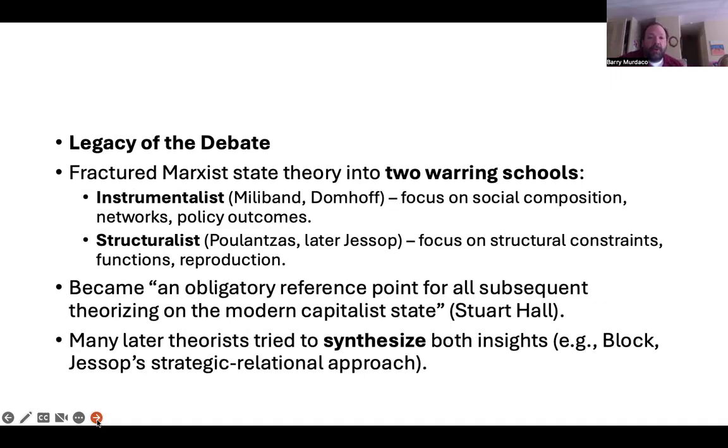Legacy of the debate: it fractured Marxist state theory into two warring schools. The instrumentalist school focused on social composition, networks, and policy outcomes, like social networks, basically. The structuralist school focused on structural constraints, functions, and reproduction. It seems honestly a bit silly to split up into two different schools like this, when the fairly obvious answer, to me at least, is that it's a little bit of both. Both have to interact in some way. Apparently, though, it took people a long time to come to this view.